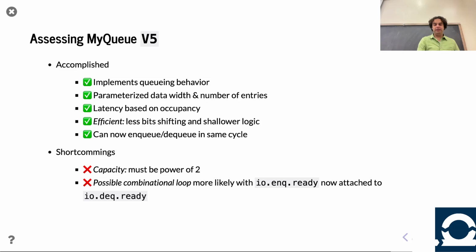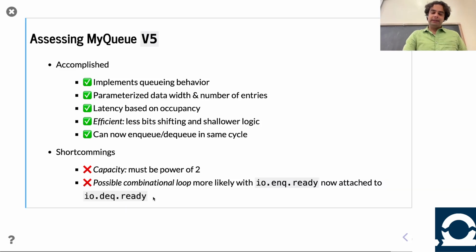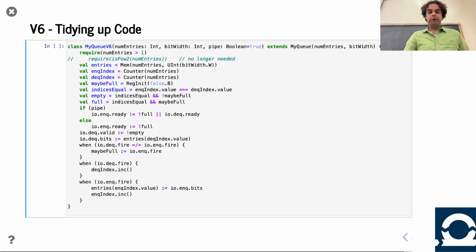Well, we can now NQ and DQ in the same cycle. All those other things are good. We've been doing great. What are the downsides? Well, our fix on the last slide added this combinational loop potentially in there. That's not great. Also, the capacity needs to be a power of two too. So let's see if we can go ahead and fix some of these. Let's fix the capacity, or we're going to do both at the same time.